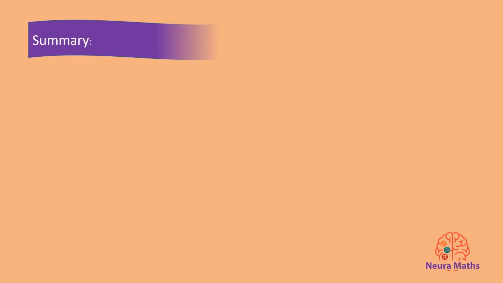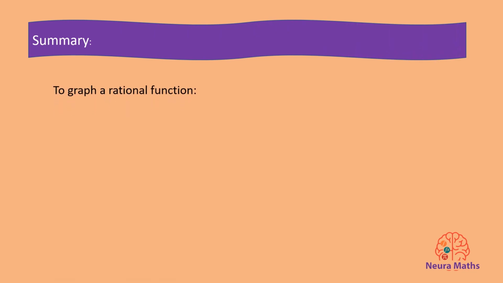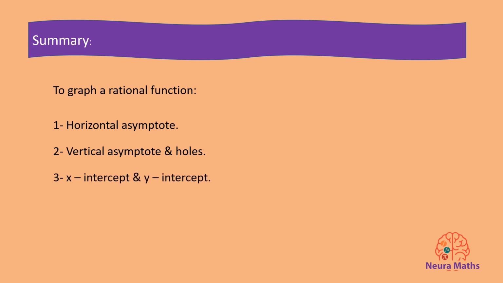To sum up, to graph a rational function, we first used all possible properties like asymptotes, holes and intercepts, and we used table form to get more points. The rational function has at least one vertical asymptote and at most one horizontal asymptote.